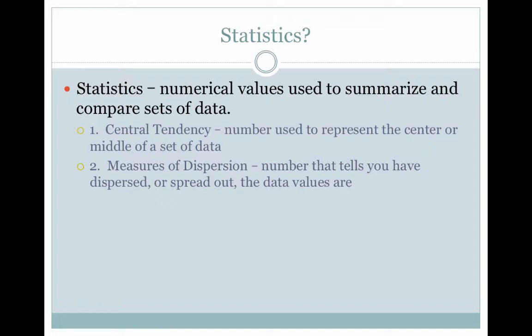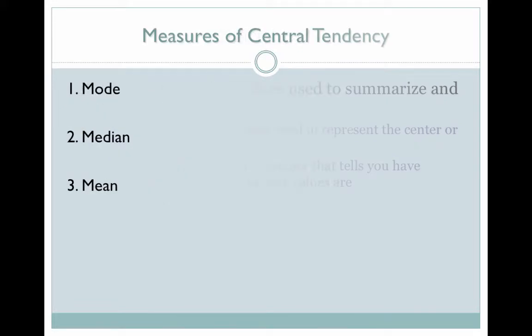And there's two broad categories that we look at. One is a measure of central tendency, and the other are measures of dispersion. A measure of central tendency is a number used to represent the center or middle of a set of data, kind of some sort of typical or average value. A measure of dispersion is a number that tells you how dispersed or spread out the data values are.